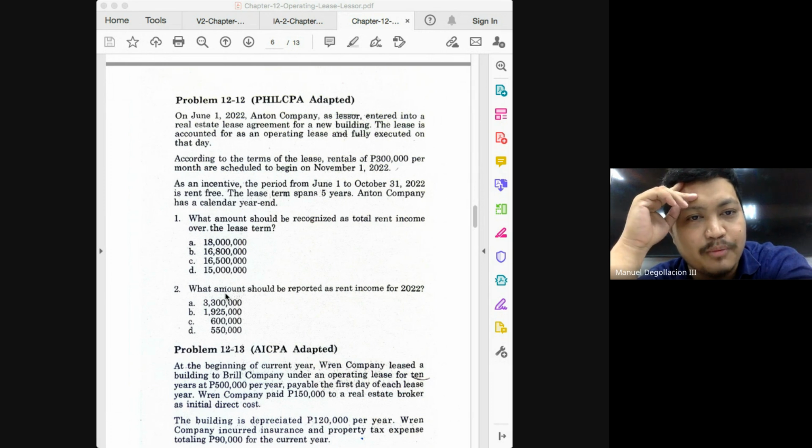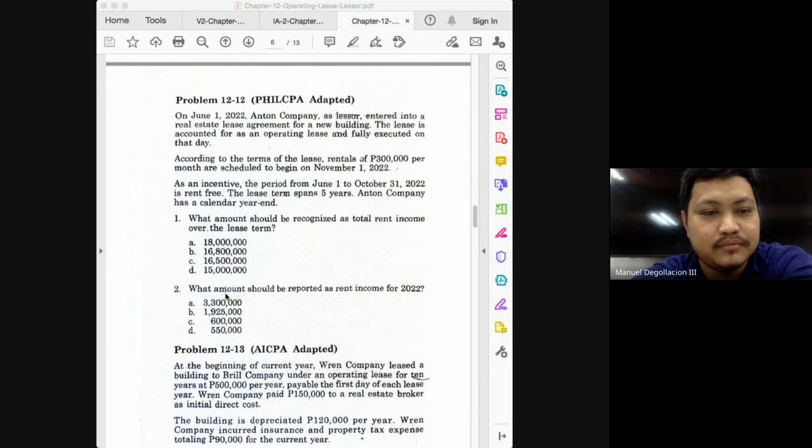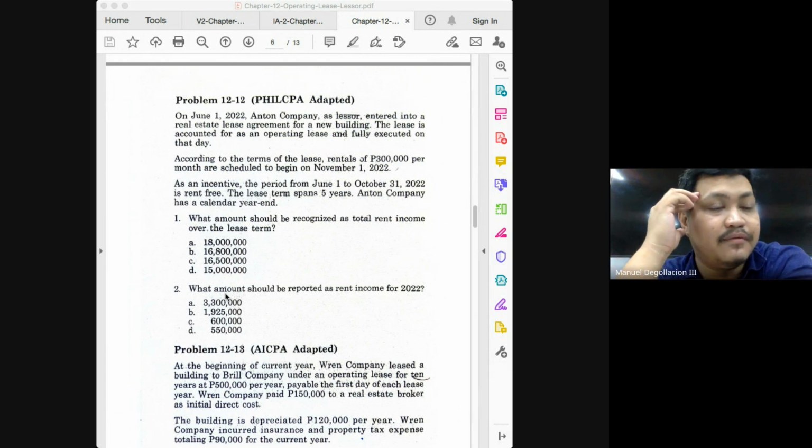Now for 2022, how many months have we earned? How many months worth of rent have we earned? So that's from June to December. Okay, and that's 7 months, class. So 7 times 275,000. How much would that give? 1,925,000. Okay, that would be our answer.